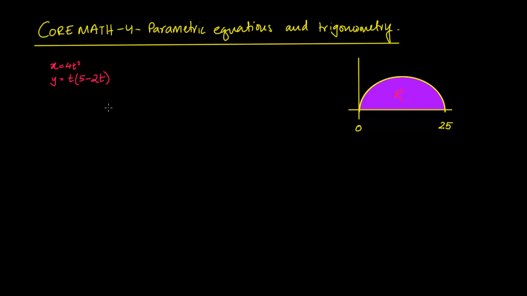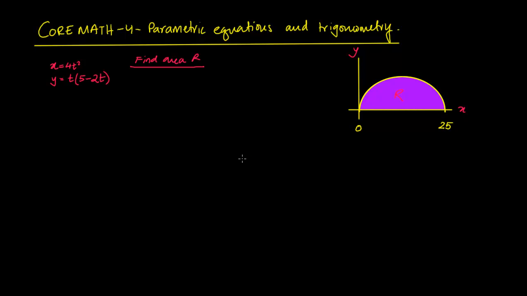So here's the question. We have two parametric equations, x is equal to 4t squared and y is equal to t(5 minus 2t), and here is the graph, 0 to 25. This is the x-axis, this is the y-axis, and we have to find the area R. That's what we've got to do.